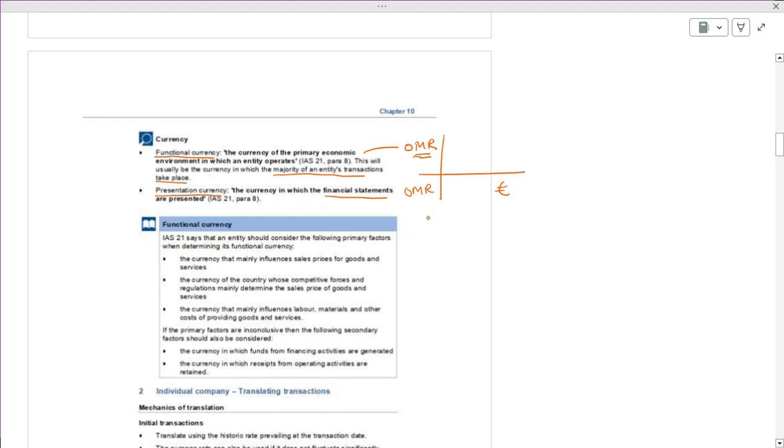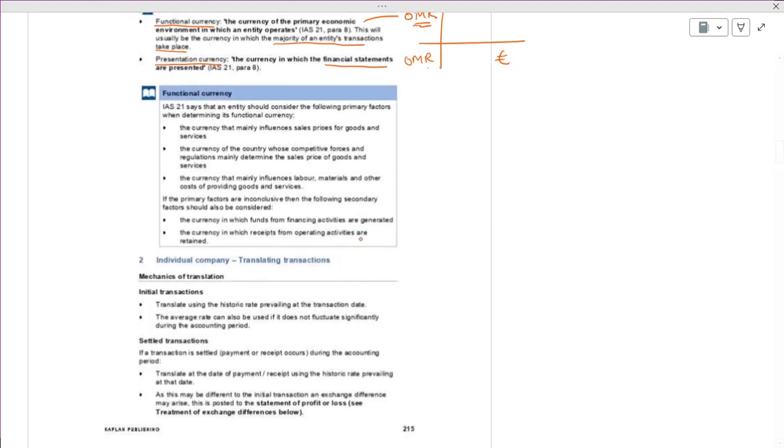Okay, this is the difference between a functional currency and a presentation currency. IAS says that entities should follow the primary factors: the currency that mainly influences the sale prices, the currency of the country whose competitive forces and regulations determine the prices, in which currency we are making the sales. The currency which influences labor, expenses and purchasing, we are paying in that currency.